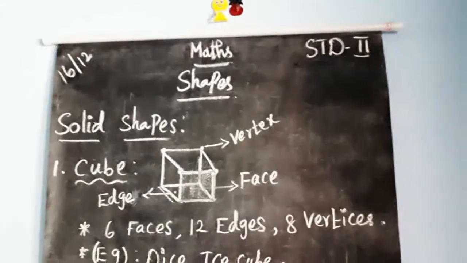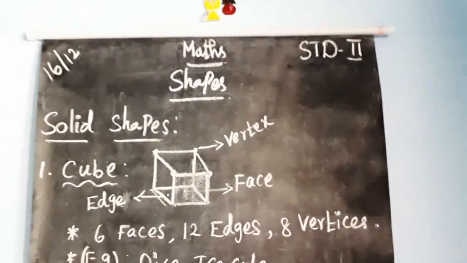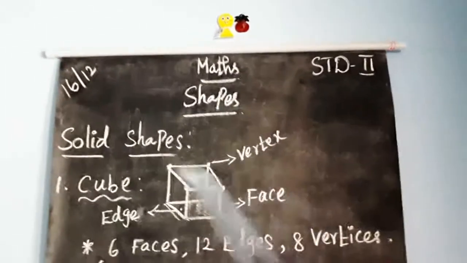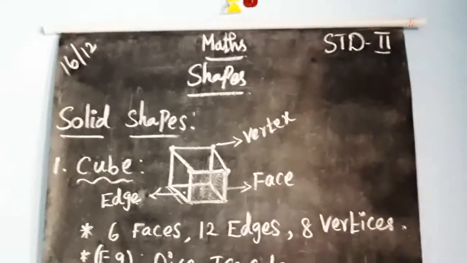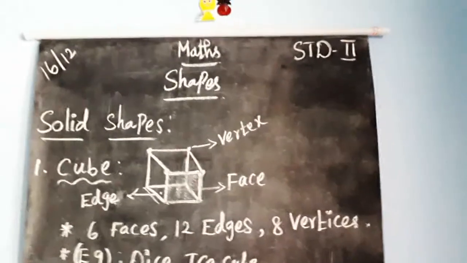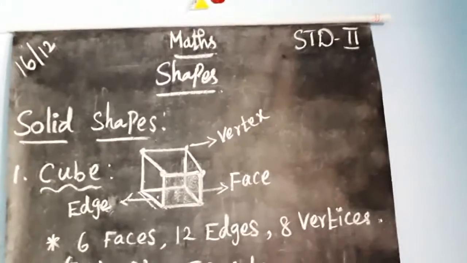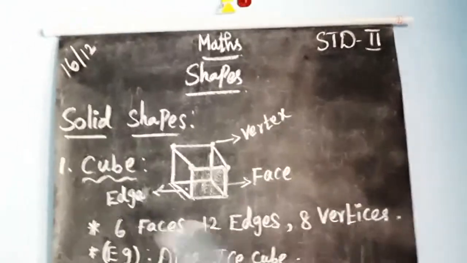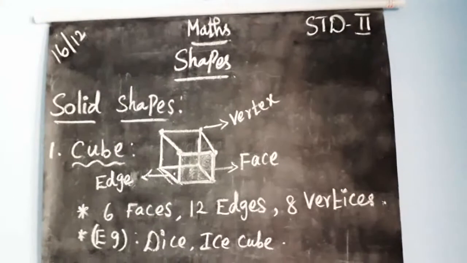Today we are going to see our solid shapes. Solid shapes are 3D, that means three-dimensional shapes. Plane shapes are two-dimensional shapes. Solid shapes are three-dimensional shapes.